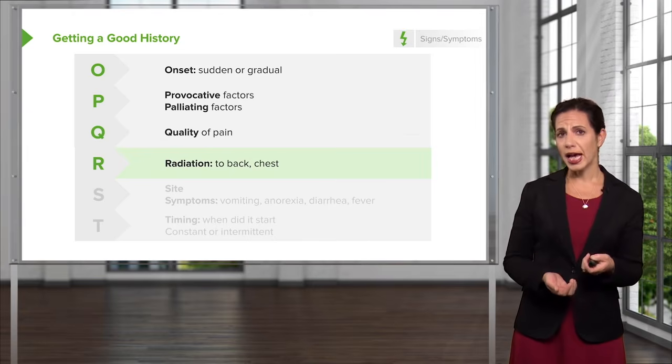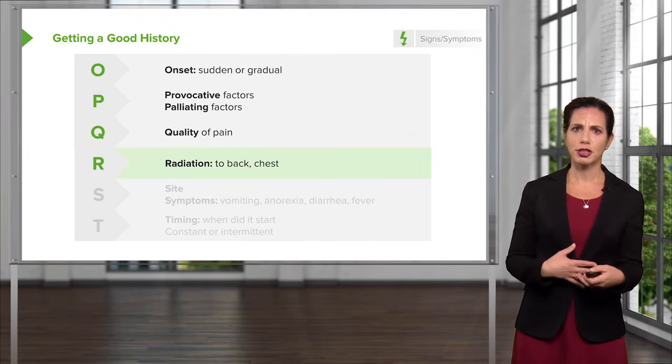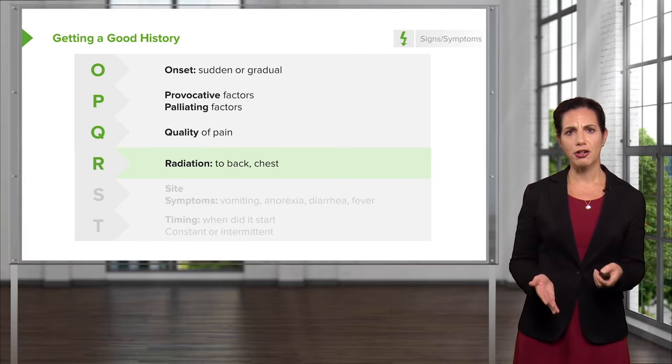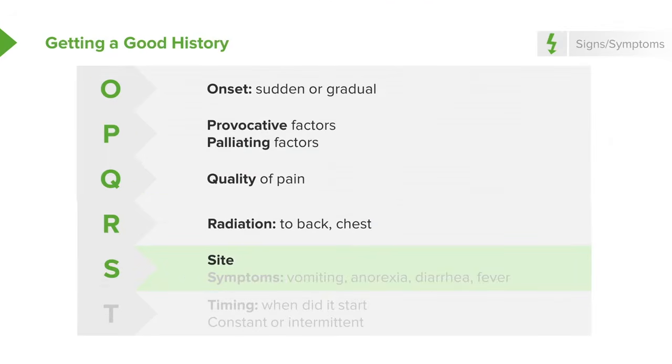Radiation. Does it radiate to the back? The classic thing that radiates to the back is pancreatitis. So it goes from the epigastric abdominal area into the back. Does it go to the chest? We discussed the fact that myocardial infarction can potentially be on your differential here. S stands for site. Where is the pain? Our belly, if you've done anatomy, is divided into different quadrants, and there's different stuff that lives in each of these different quadrants. Now, granted, some patients don't always follow the rules, but for the most part, knowing the site and knowing where they're describing their pain is helpful.